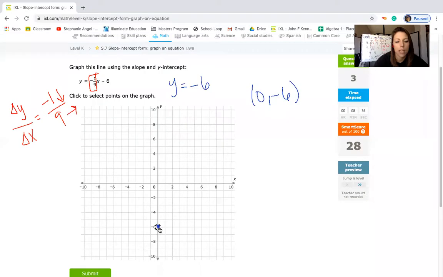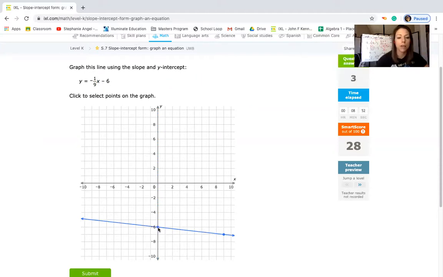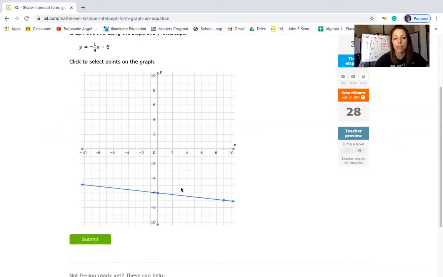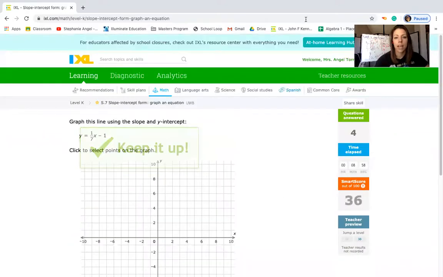I'm going to place my point here, and I'm going down 1 and right 9. 1, 2, 3, 4, 5, 6, 7, 8, 9. Notice how this is not a very steep line. That's because the lesser the slope, the less steep the line is. And again, if I had just changed my direction and gone up 1 and left 9, I still would have ended up with points on the line. And there you go.